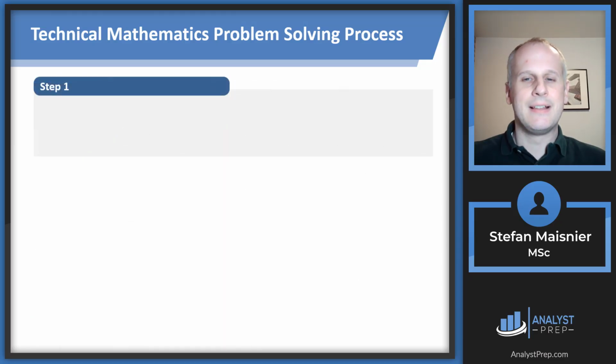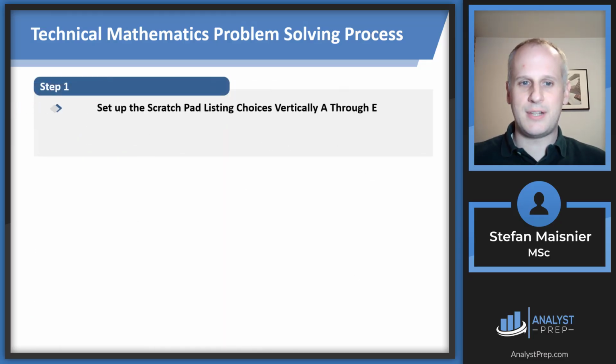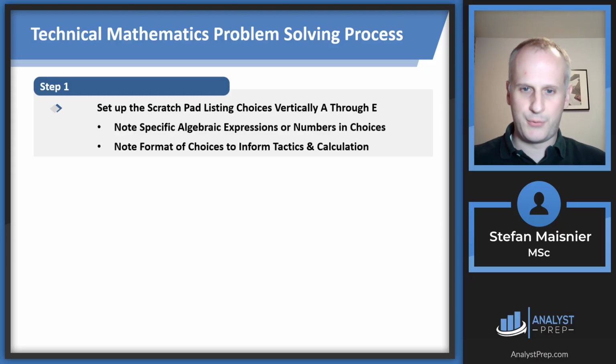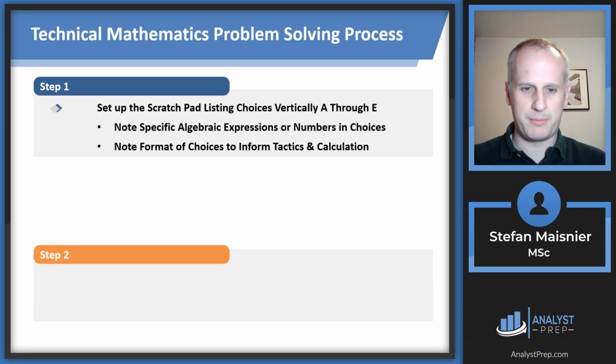So let's talk about the process we just saw. So step 1, set up the scratch pad, listing the choices vertically A through E. Note specific algebraic expressions or numbers in the choices to help inform your calculation, and note the format of the choices again for that purpose.